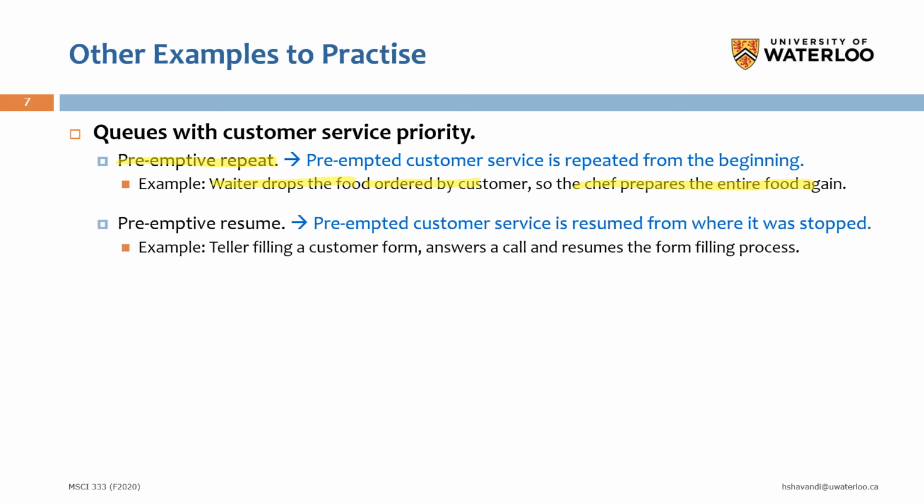Or preemptive resume. This means that anytime the service of a customer is stopped, it will be resumed from where it was stopped. For example, a teller filling a customer form answers a call and then resumes the form filling process. Or non-preemption. In this case, once the service of a customer is started, it cannot be stopped.